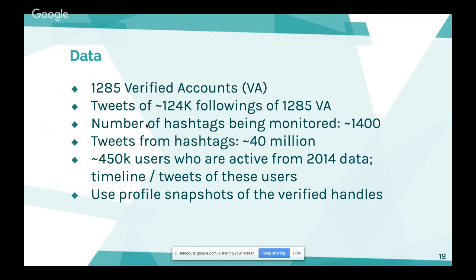And as I said before, we also have the 2014 data. Another interesting question we are trying to ask is, can you compare with the 2014 data and make some interesting observations? There are about 450,000 users who were active in 2014 and are also active now in 2019, so we're collecting the tweets of these users also. And to study some questions, we're also taking snapshots of these verified handles over a period of time. That will give us data saying, how did this account look last month, and how does it look now? That can give you some interesting analysis that we could do.